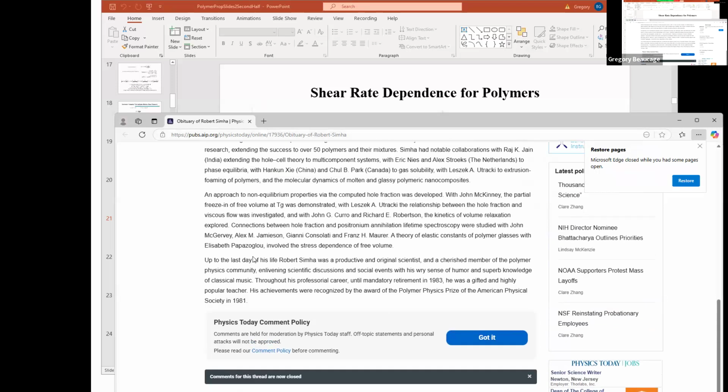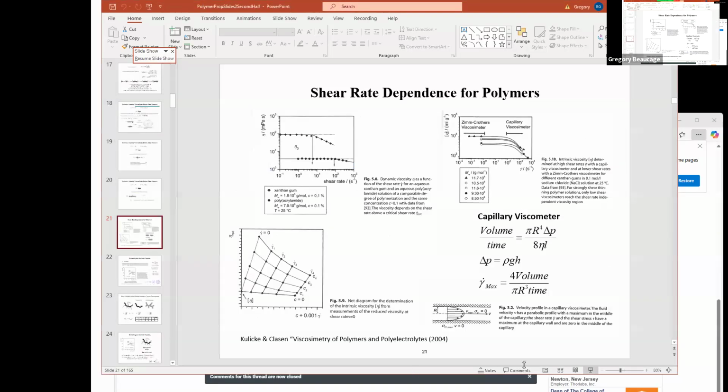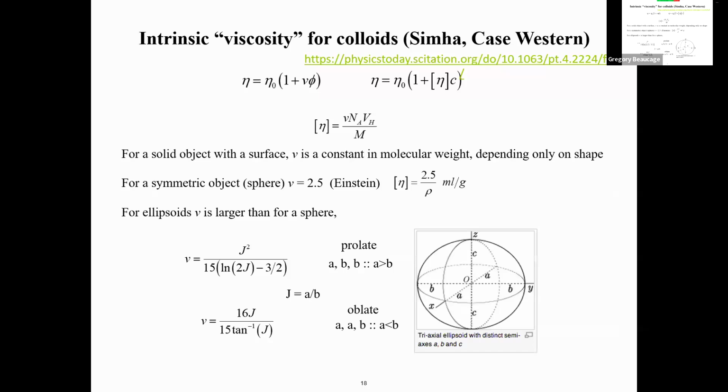Anyway, yeah, Alex Jamieson took over. He's kind of a dynamic light scattering person, I guess. So they're all pretty good people.